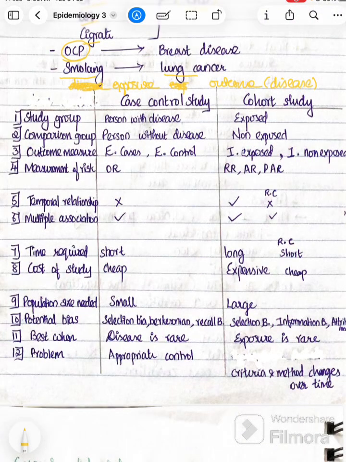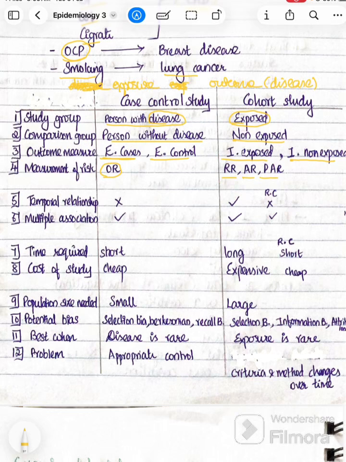The study group in case control is persons with the disease. Here, in cohort studies, exposed people. Comparison group: persons without disease, here non-exposed. Outcome measures: exposure rate among cases, exposure rate among controls. In cohort, incidence rate among exposed, incidence rate among non-exposed. Measurement of risk: odds ratio is used in case control study. Cohort study: relative risk, attributable risk, population attributable risk.